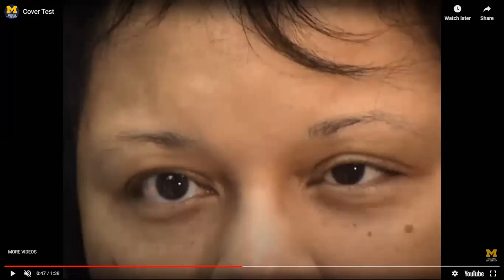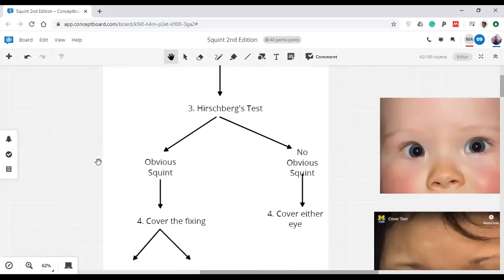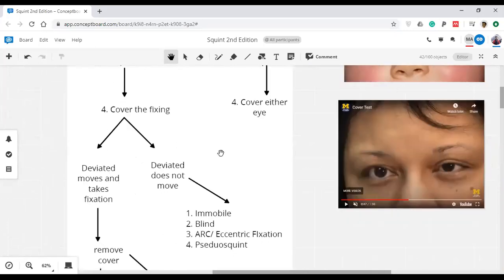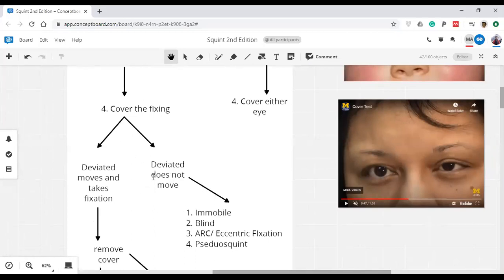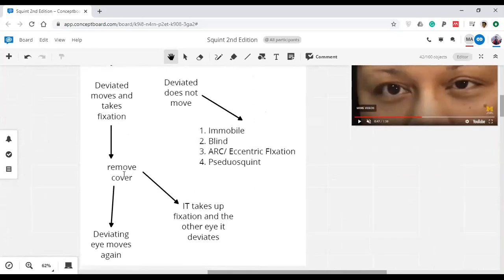If left is the fixing eye, then with the squint algorithm we discussed last time, let's take a look at the algorithm again. In the algorithm, in Hirschberg's test, after we find that there's an obvious squint, this person has an obvious squint, you see the reflexes are not properly aligned, and as we are seeing the right a little, we're not able to judge. So let's just say that this person has an obvious squint. So when we cover the fixing eye, the other eye either moves or does not move. It moves and takes fixation.